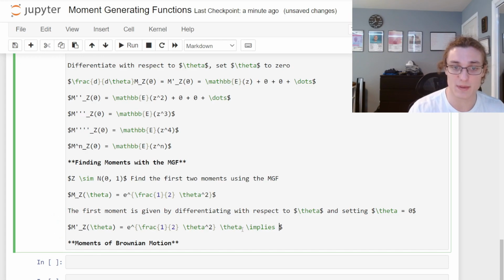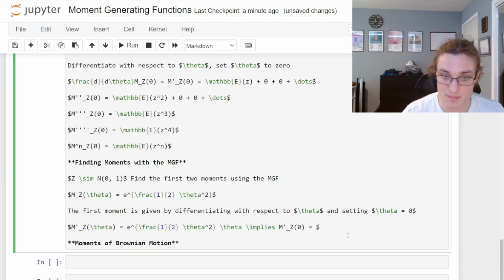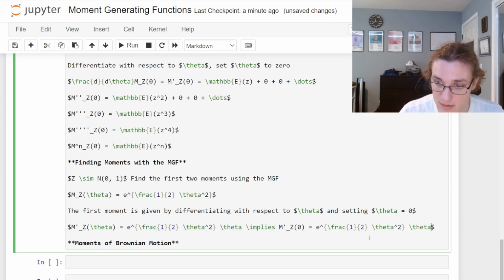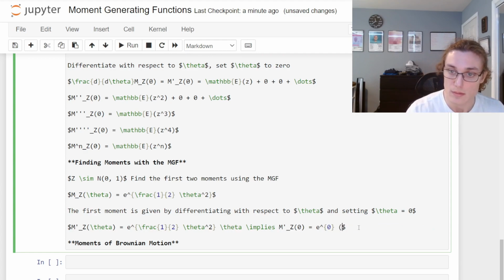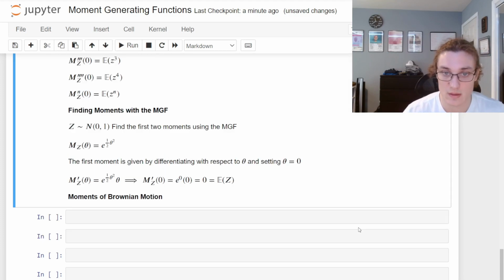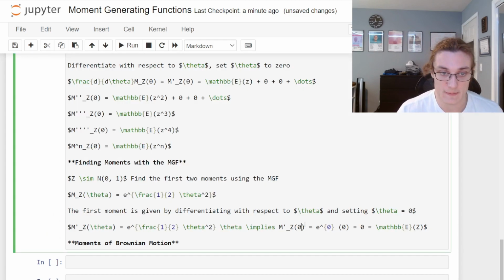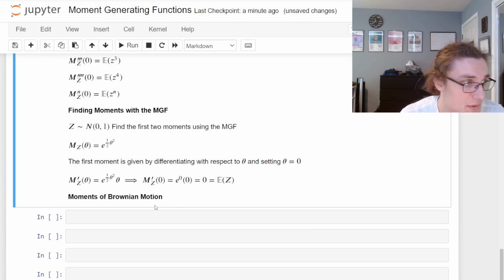If we want to find the first moment, then what we have to do is parameterize theta by 0. And this is going to be equal to e to the 1/2 theta squared times theta. So we actually get e to the 0, which is 1, times 0. Okay, and this is just going to be 0. But this is going to be equal to the first statistical moment of that random variable z. All right, this looks great.